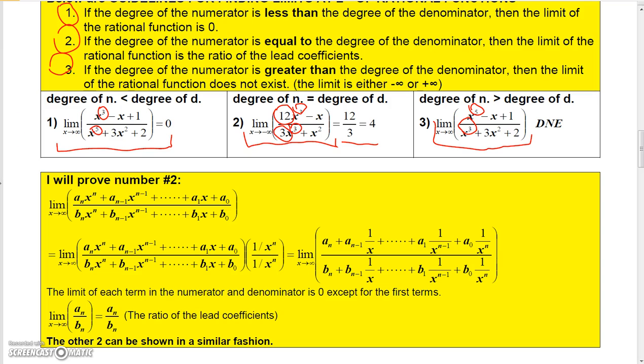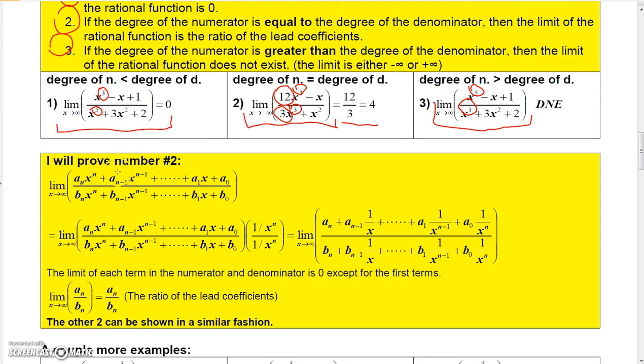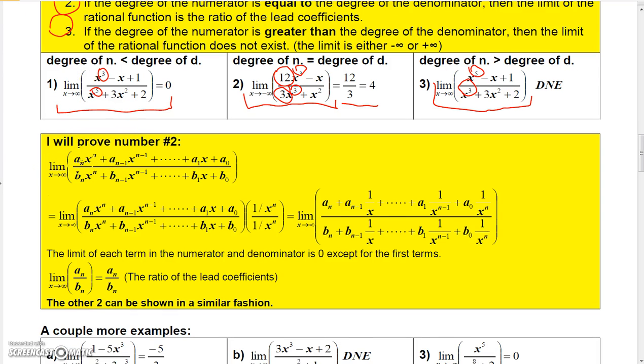Now, I'll show you why the second one holds. I mean, this can be proved, but it's a little tricky. This represents a polynomial over a polynomial. This is just the general way to write a polynomial. So this polynomial has coefficients involving a's, and this polynomial has coefficients involving b's. Notice I listed the polynomials with the same degree, so they both are degree n.